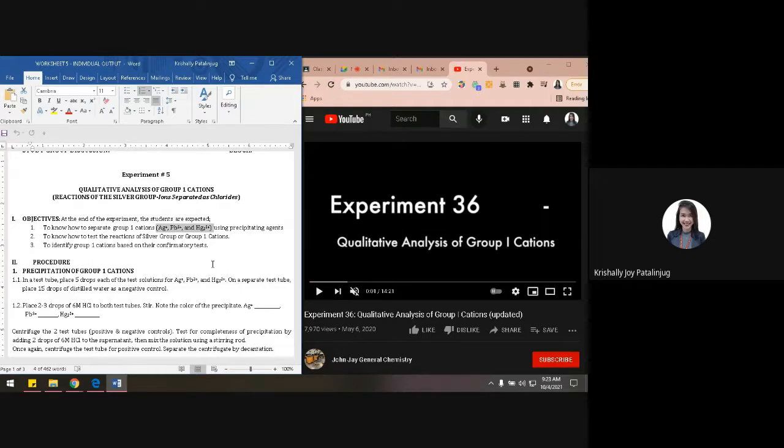The concept is still the same. We have to separate each ion individually, and that is possible via performing qualitative analysis. Isn't that the idea of qualitative analysis? We are separating and identifying cations here, or ions, the anions also.